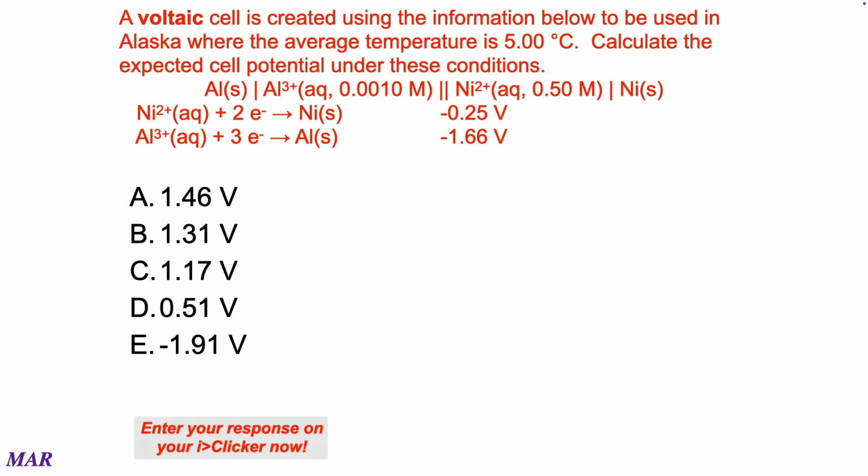Okay, here's a problem. We're creating a voltaic cell. Now, voltaic and galvanic means that the overall E cell value is going to be positive. Voltaic and galvanic means that something happens. It's an active battery. So remember that in the back of your mind. And we're using it in Alaska. The average temperature is 5 degrees Celsius, so it's colder than usual. And we want to calculate the expected cell potential under these conditions.